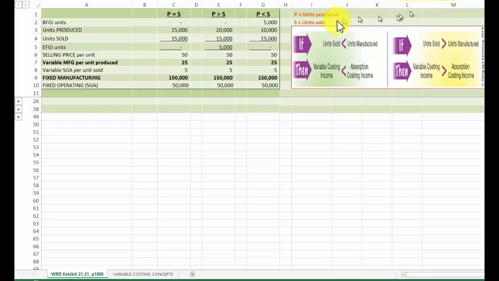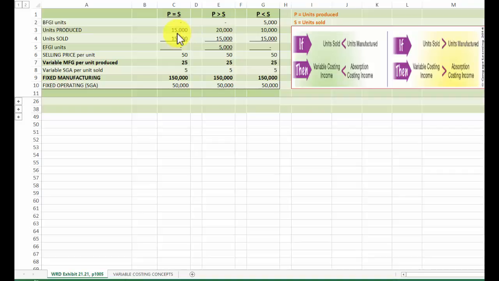Now, let's look at this scenario where we have a company that just began operations in period number 1, so it has no beginning units in process, and it has operated for 3 periods. We're going to set this up so that the operating characteristics for all 3 periods are the same, except for the number of units produced.